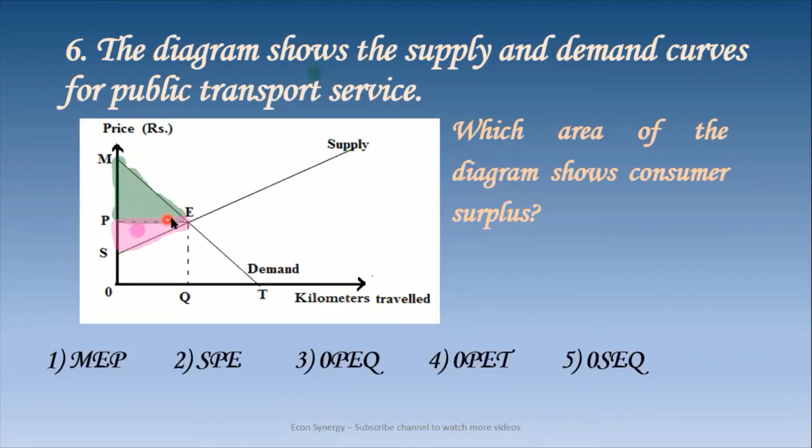Then what's the consumer surplus here? MEP is the consumer surplus. So this is the answer. MEP is consumer surplus. Now we will move to the next one.